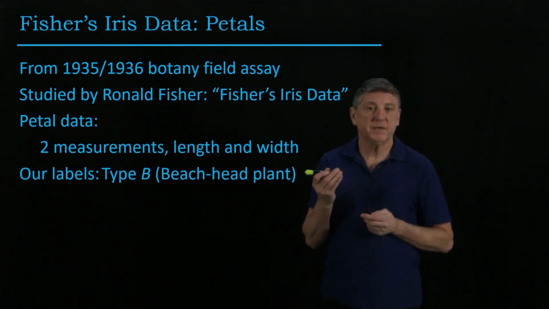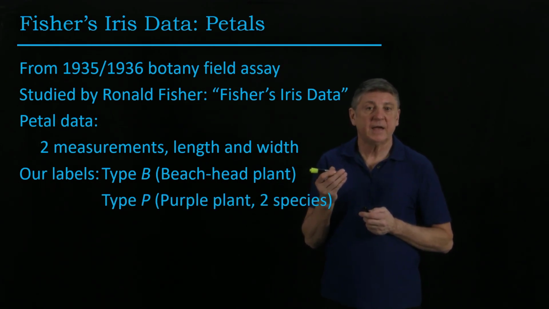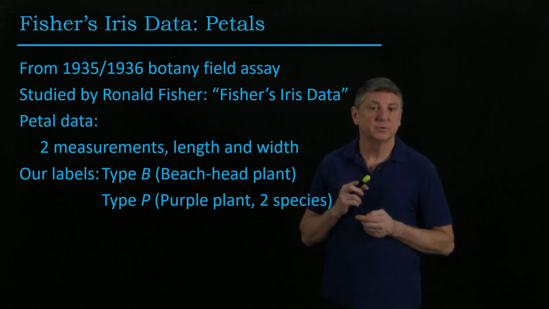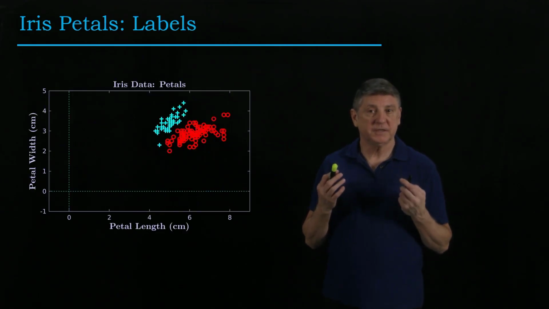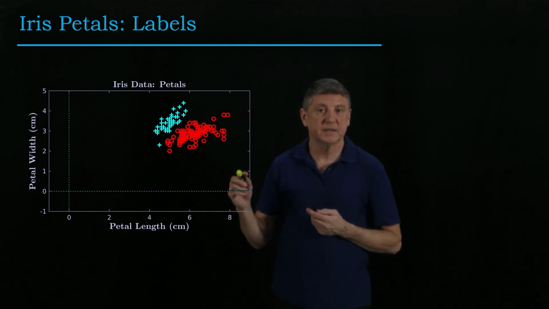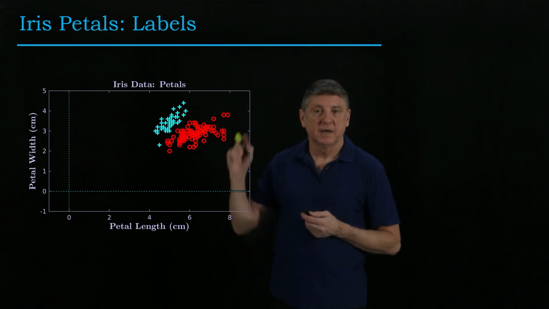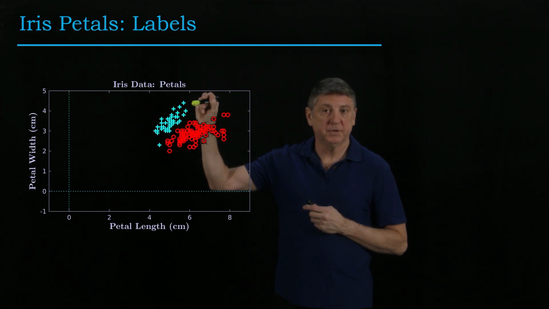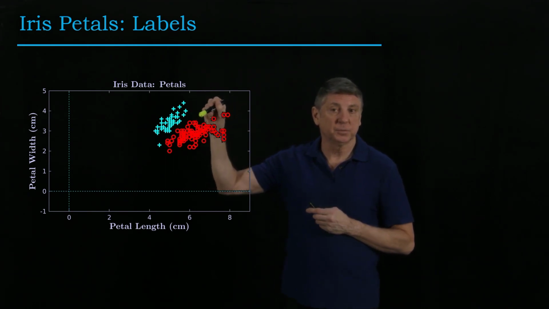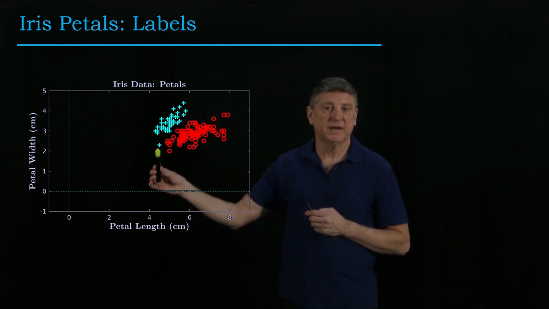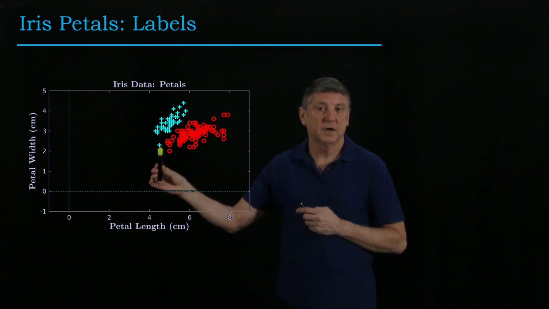We're going to label the type B, or beachhead plant, or Iris setosa, as having label 1, and we'll label the other types, which are two species that are both purple, as label 0. When we plot these data, this is what we get. Here we have the petal length in centimeters as the horizontal axis and the petal width as the vertical axis. These cyan plus signs are the type B, or beachhead plants, and these red circles are the purple plants. What we can see is these are forming two visual clusters, and there's one flower that has an almost anomalous petal measurement.